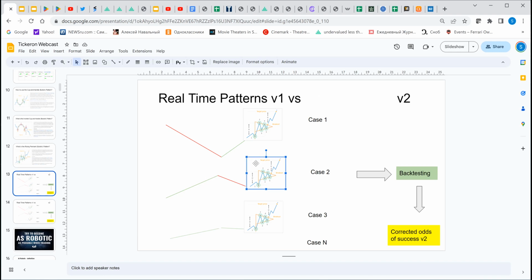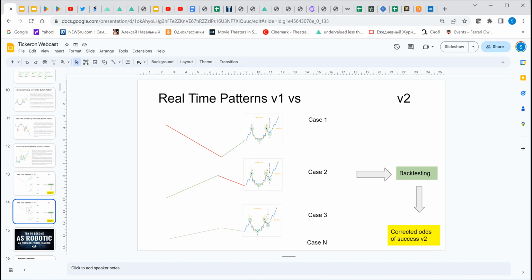And so that's what we did. We took all these cases, we did the backtesting, and then corrected the odds of success for version 2, which is right now online. We just need to put the V2 there, but the entire mechanism is already deployed to the system, okay? So let's look at the same thing.